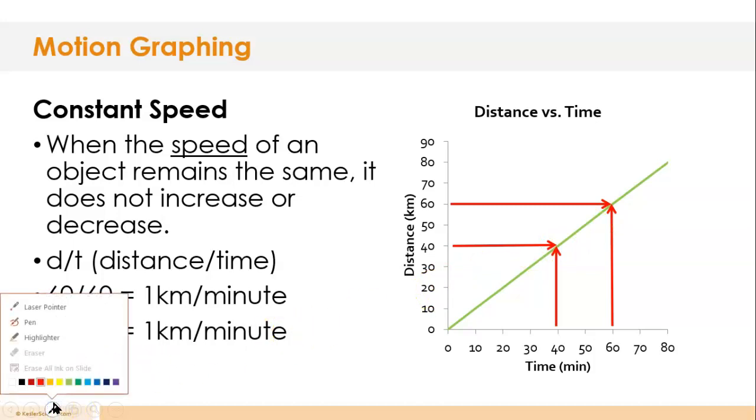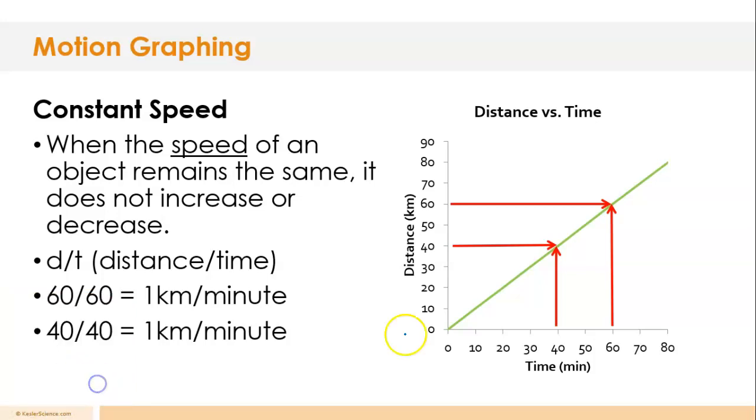Now, at the same time, we could change the line a little bit. I'm going to put in a blue line. This is not going to be particularly straight because I'm trying to draw it with my finger, which never goes particularly well. But if I put in a line that looks more like this, we would say that this particular blue line is showing an object that is moving faster than the green line.